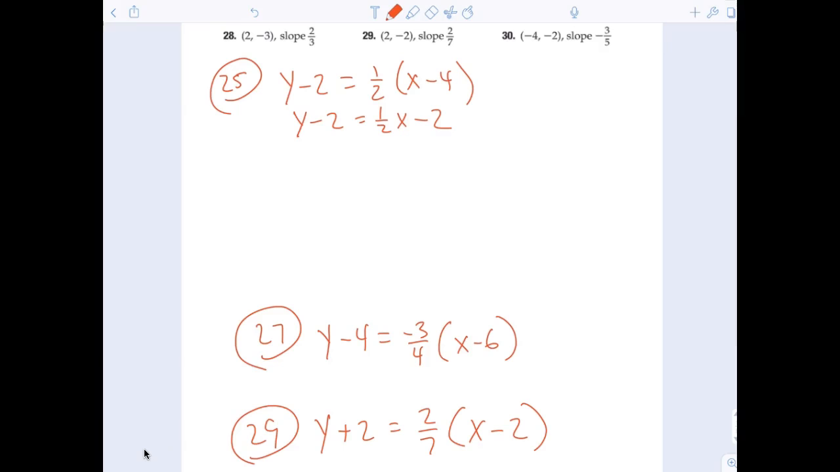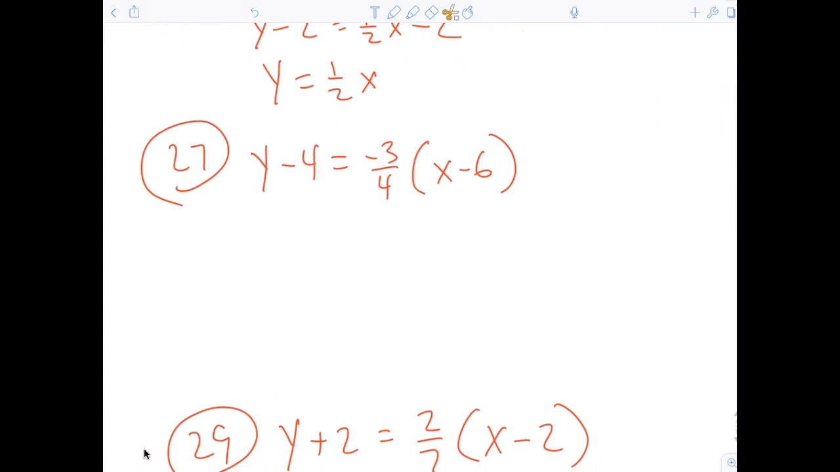Now, y has to be isolated, so I have to do what to both sides? Add 2 to both sides. And if I add 2, the answer is just what? y equals 1/2 x. That wasn't hard at all. So when you want to put it in slope-intercept form, you just distribute and add, or distribute and subtract. Where did I get the 2 from? From here. You good on that now? So just to be sure now, we're going to do 27 the same way.